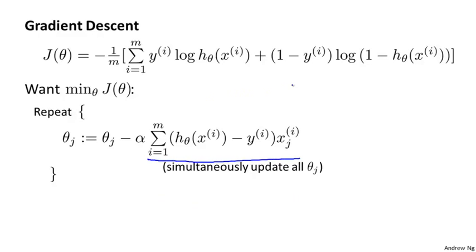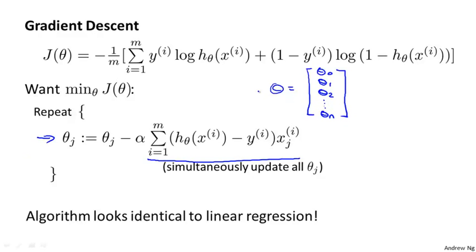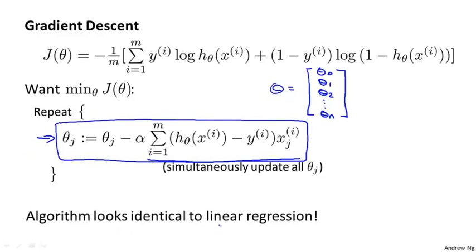If you have n features, you would have a parameter vector theta with parameters theta 0, theta 1, theta 2, down to theta n, and you would use this update to simultaneously update all of your values of theta. Now, if you take this update rule and compare it to what we were doing for linear regression, you might be surprised to realize that this equation was exactly what we had for linear regression. In fact, if you look in the earlier videos at the gradient descent rule for linear regression, it looked exactly like what I drew here inside the blue box.